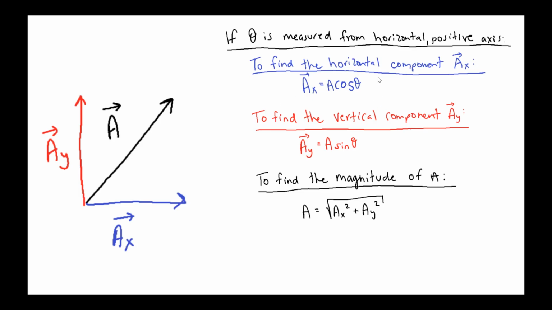So anywho, to find the horizontal component AX when theta is measured from the horizontal positive axis, use A cosine theta. To find the vertical component, use A sine theta. And to find the magnitude of A, well, this is Pythagorean theorem right here. You take the square root of the x component squared plus the y component squared. Right, so if you know the x and y components of vector A, then you can solve for vector A by using Pythagorean theorem. I hope that's clear because, again, if you arrange these two components in a tip-to-tail fashion, you would see that vector A is the resultant.